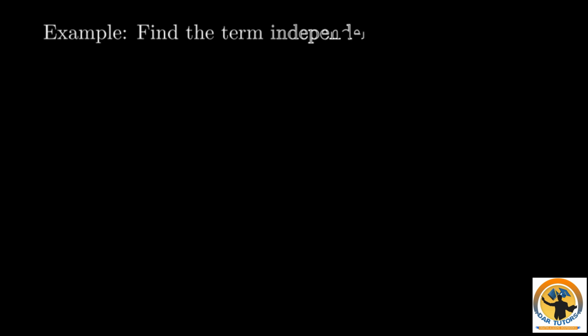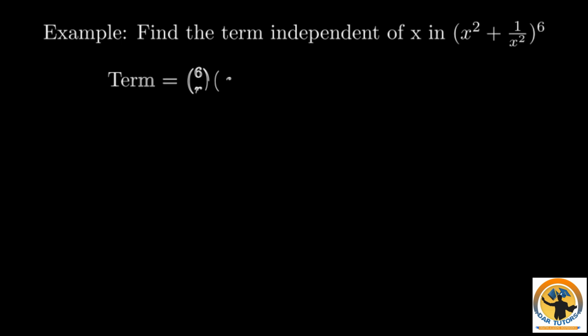Sometimes, we need to find a term that doesn't contain x at all. This is called the term independent of x. Let's find the term independent of x in the expansion of (x squared plus 1 over x squared), all to the power of 6. The general term is 6 choose r times x squared to the power of 6 minus r times (1 over x squared) to the power of r. We can rewrite 1 over x squared as x to the power of negative 2.